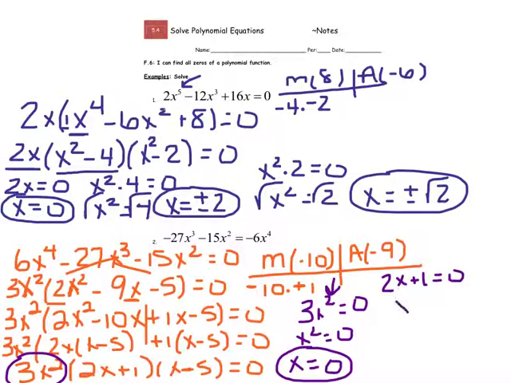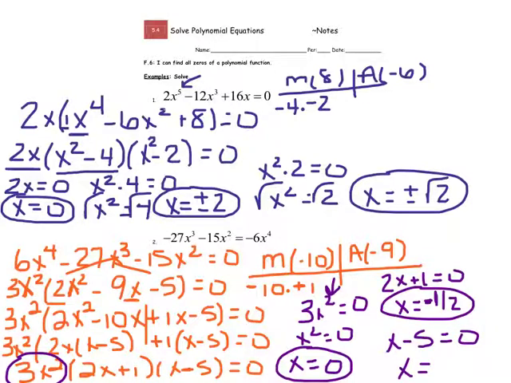Alright, next we have 2x plus 1 equals 0. So if you subtract 1 and divide by 2, you get a negative 1/2. You may need to show that work for yourself if that helps. Alright, and then last answer, x minus 5 equals 0, x equals a positive 5. Alright, those are your answers.